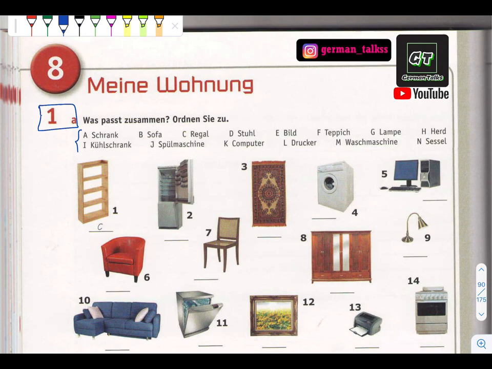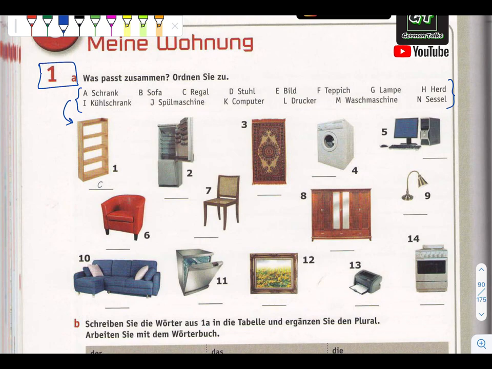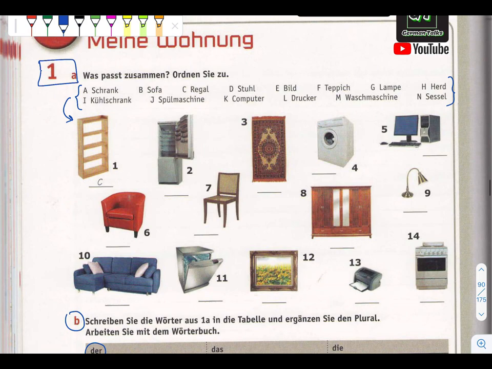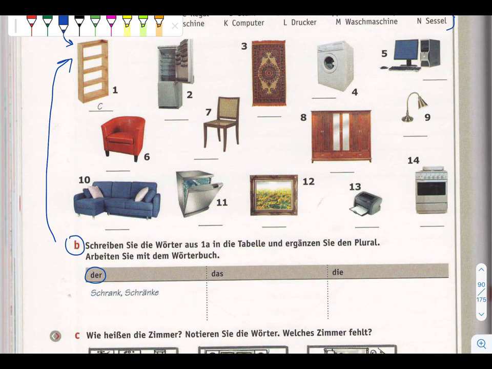For this, I already gave you the vocabulary in our course book, so I hope you can do this by yourself. It's a very easy exercise. You just need to do it according to the picture. In this, you also just need to write according to the articles. For example, from here, which words come under der, which words come under das, and which come under die. You just need to write it here. If you don't know the articles, you can take the help of the dic.cc dictionary. You can download it.